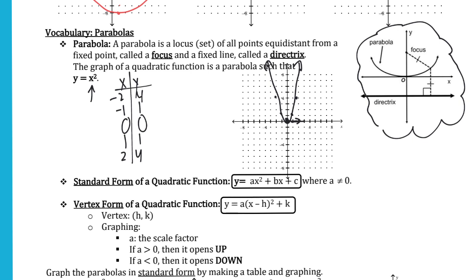Okay, the main form you saw in Algebra 1 was standard form. Standard form is the one you saw most in Algebra 1, where it's a in front of x squared, b in front of x, and c is the constant. And how you graphed that was you made a table and you graphed it.